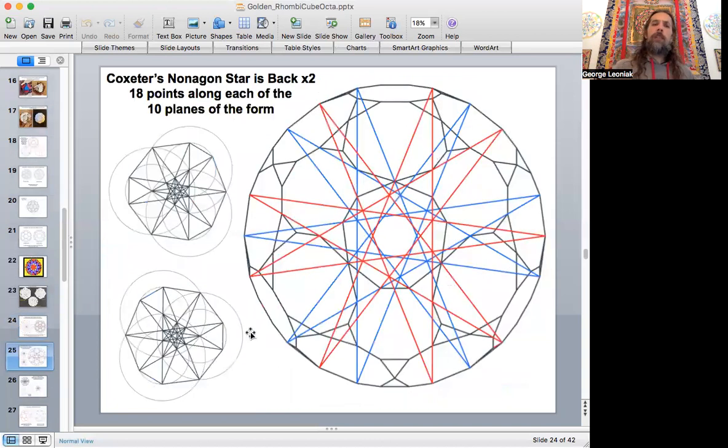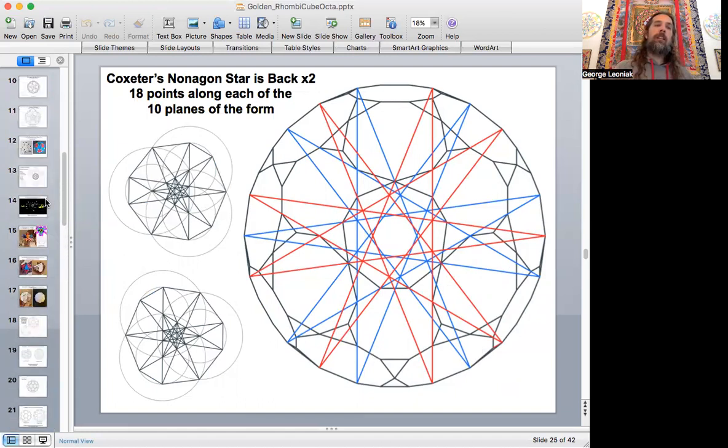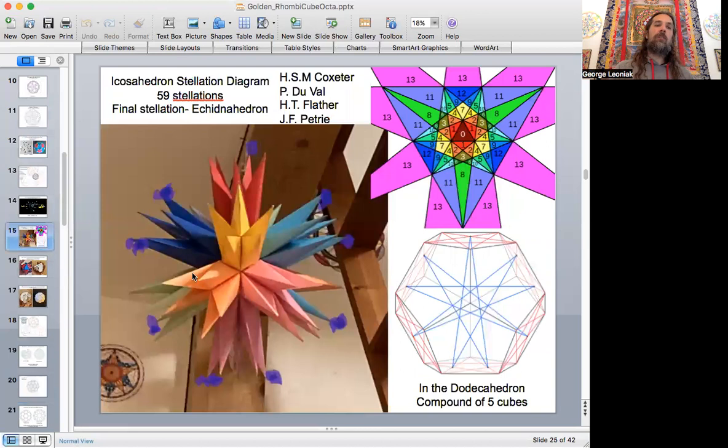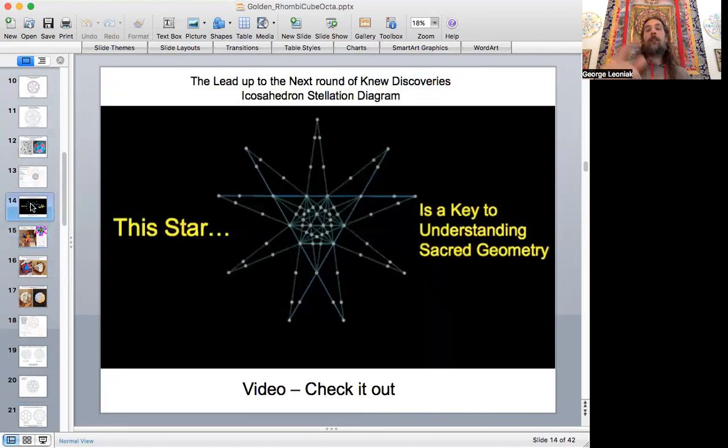I was curious about that spacing that I saw there, and what do you know? Coxeter's Nonagon star is back, but times two, because the blue one inside the form, looking down at it, now this is just without the back lines of the form. But remember, it's just one single plane, just like the plane that is in this stellation within this form, right? This is a flat plane going through the form. This star is a flat plane. If we just flip this star around to have two of them, that's still a flat plane.